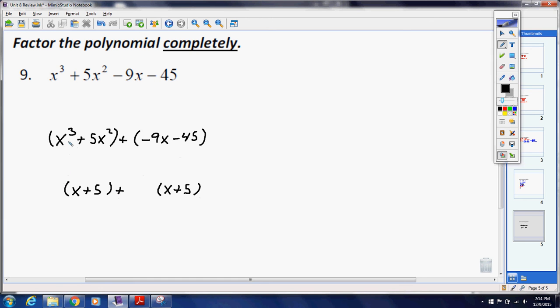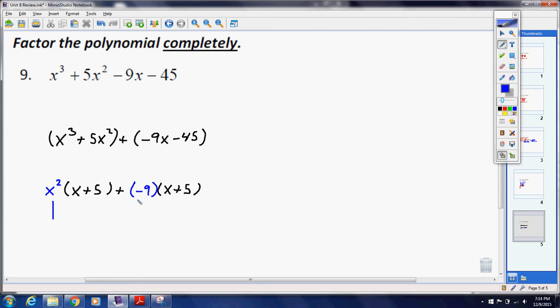So I've got to see, okay, what can I factor out of this to get it to x plus 5? Well, we said I can factor out an x squared. So let's factor out an x squared. Double check: x squared times x is x cubed. X squared times 5 is 5x squared. Good. And then over here, I can factor out a negative 9. Negative 9 times x is negative 9x. Negative 9 times a positive 5 is negative 45.